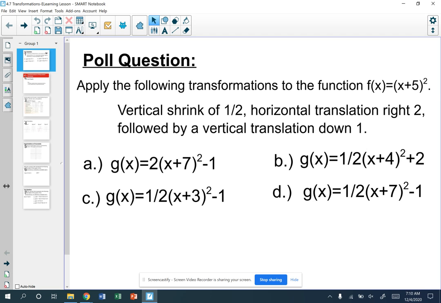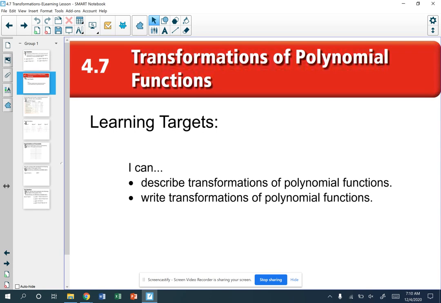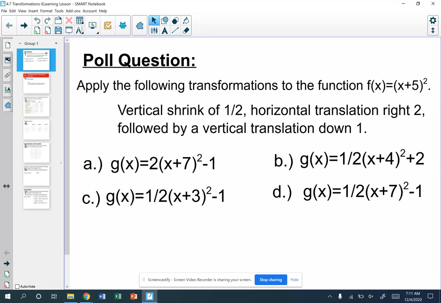Today's lesson is on 4.7, Transformations of Polynomial Functions. So we're first going to start with this opening question. Apply the following transformations to first a quadratic function. So we're going to revisit transformations of quadratics because a lot of the same things apply to any higher degree polynomial as well.